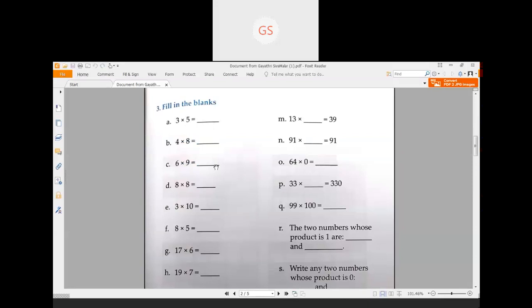Okay. Now fill in the blanks. So it's like mental math, children. Within a fraction of a second, you should tell the answer, like mental math. Okay, are you all ready? If you can write it now itself, you can check the answers. Okay, 5 threes are, 3 fives are, 3 times 5. What is the answer? Yes, 15.